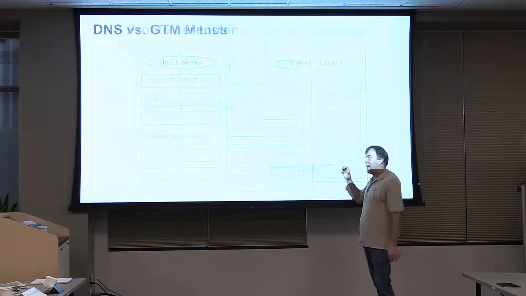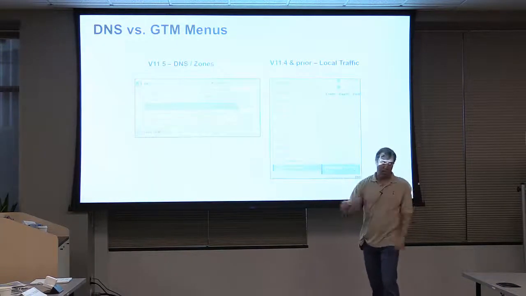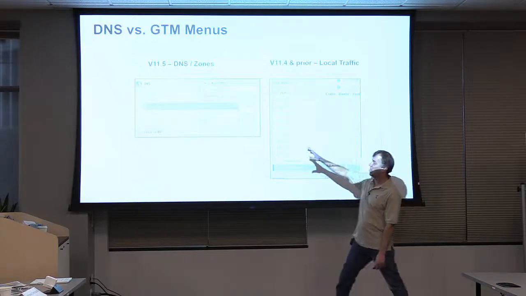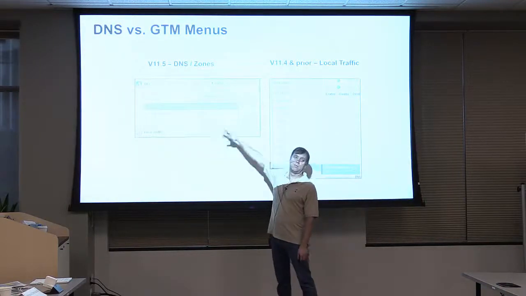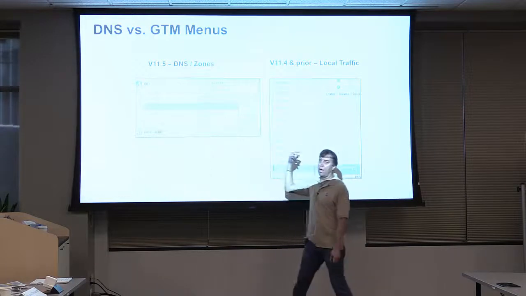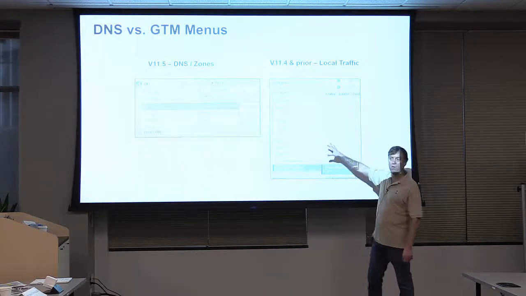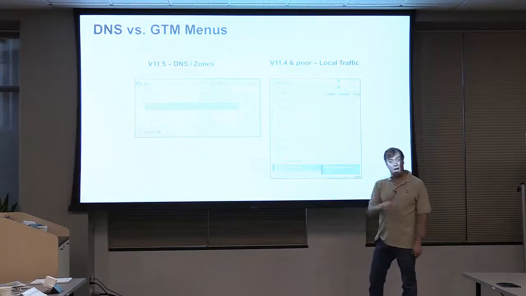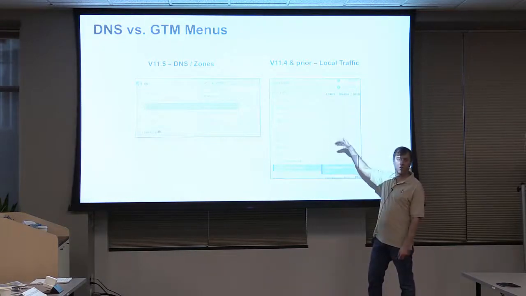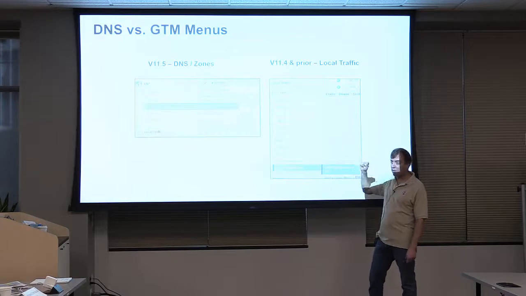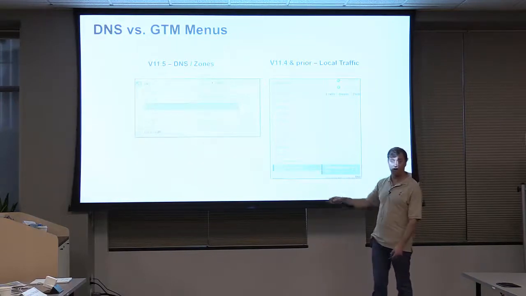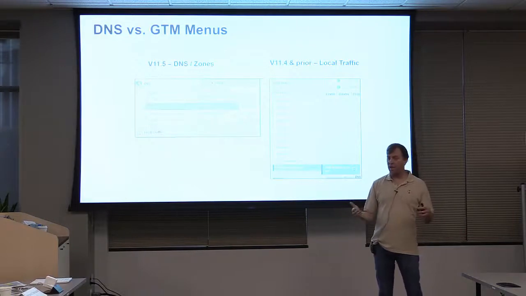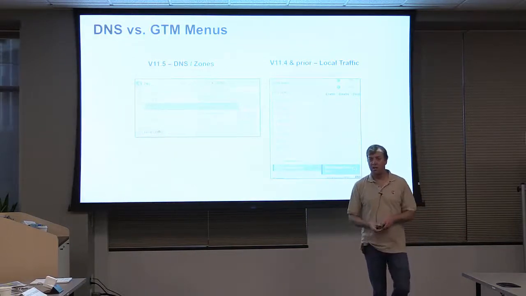Okay, so last thing we need to talk about, two more things. I told you the GUI's changed, right? In 11.5, everything is under the DNS menu. In previous versions, you might have to go over to local traffic for some of the pieces, like a pool of bind servers. Here would be a virtual, and then you'd have a pool, right? But also DNS Express zone transfers were set up over in local traffic.